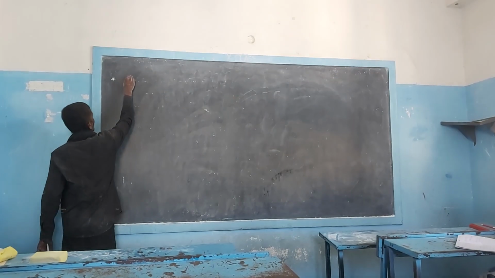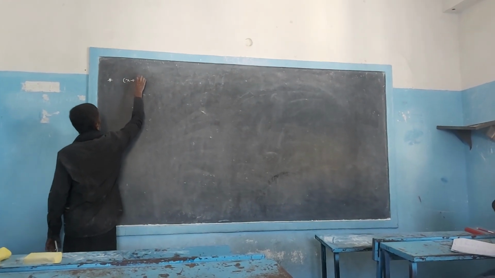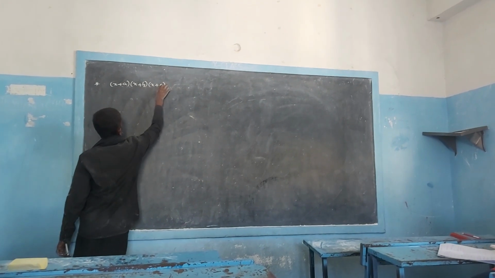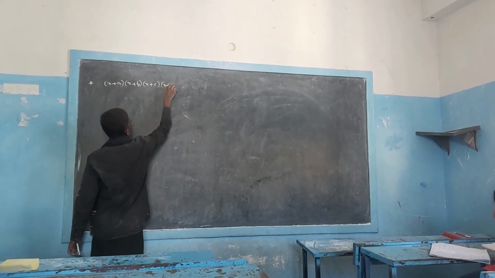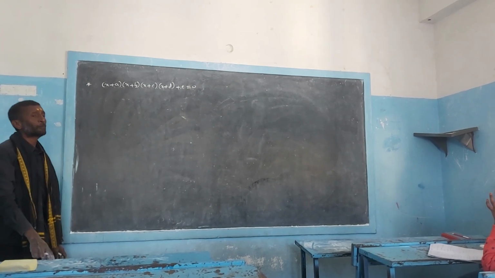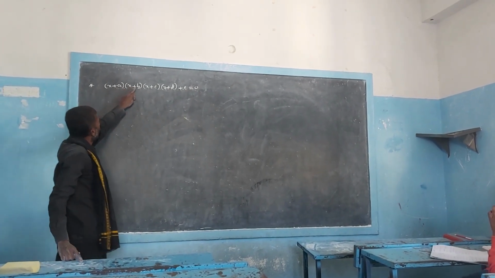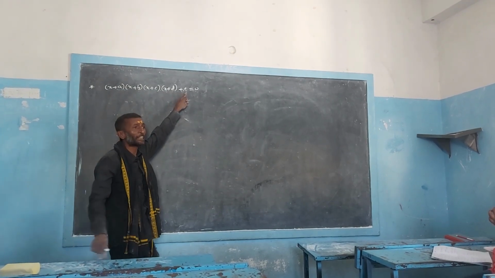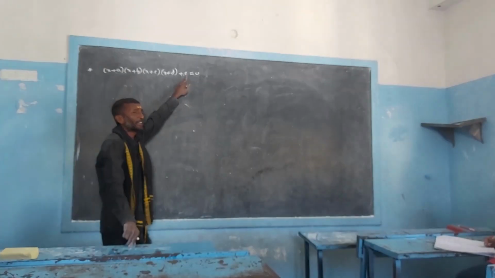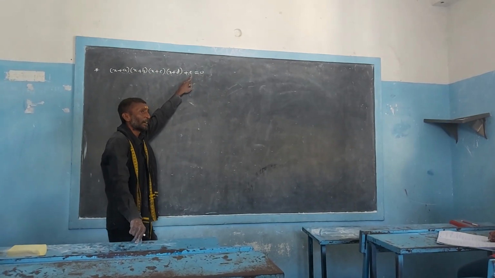Now, like this, look here all of you. x plus a into x plus b into x plus c into x plus d plus e equals 0. So once you check this, it is in a particular form. In the place of a, b, c, d, e, you can take any numbers. And one more thing, we can solve this type of equation.